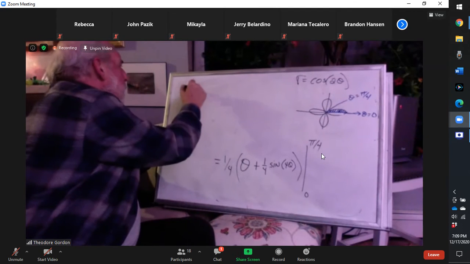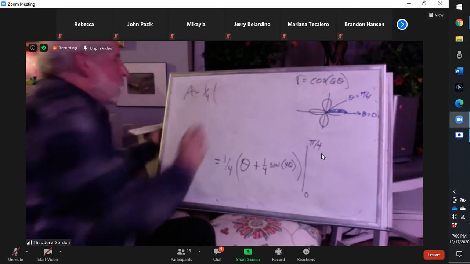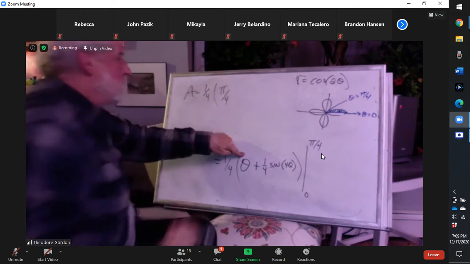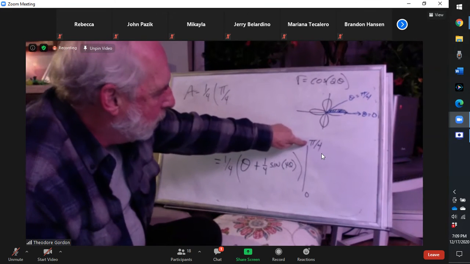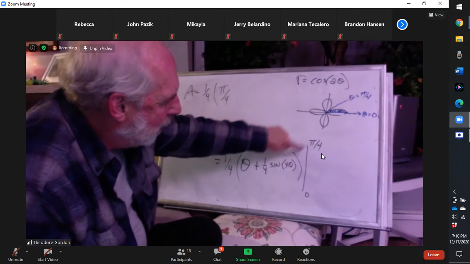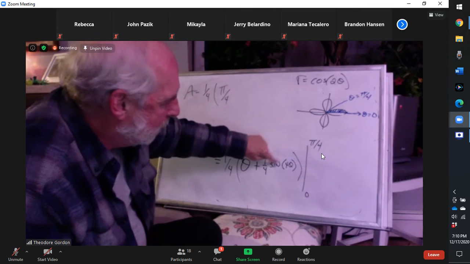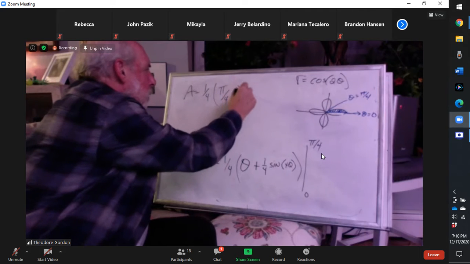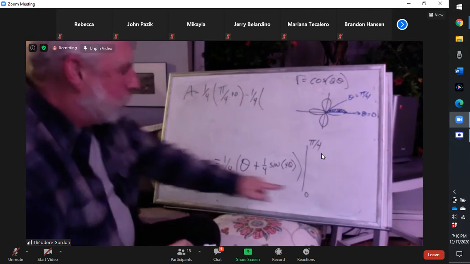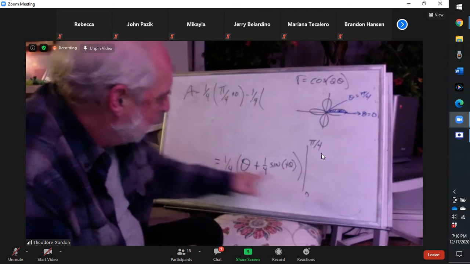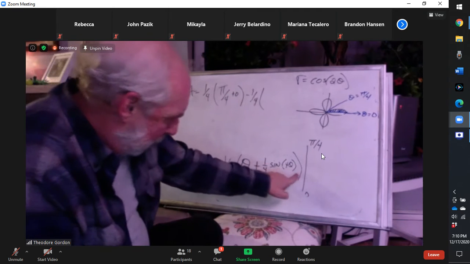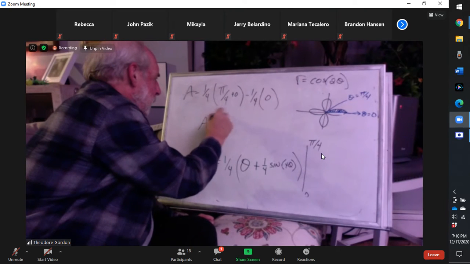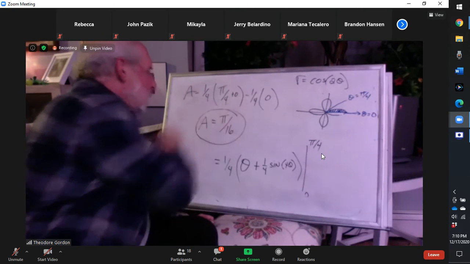And so the area is 1/4. We put pi over 4 in for theta. 4 times pi over 4 is pi, and the sine of pi is 0. Then we do minus 1/4. We put 0 in. 0 here gets 0. 4 times 0 is 0, so we just get another 0 here. And our answer is pi over 16.